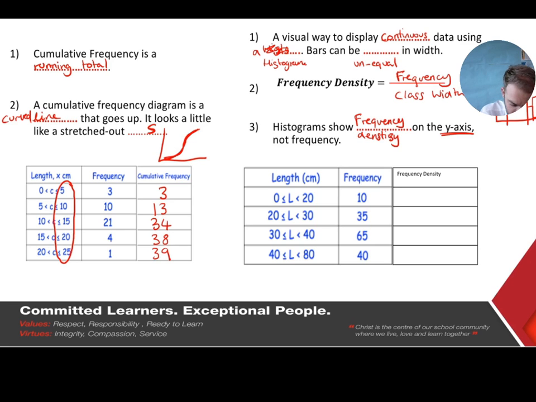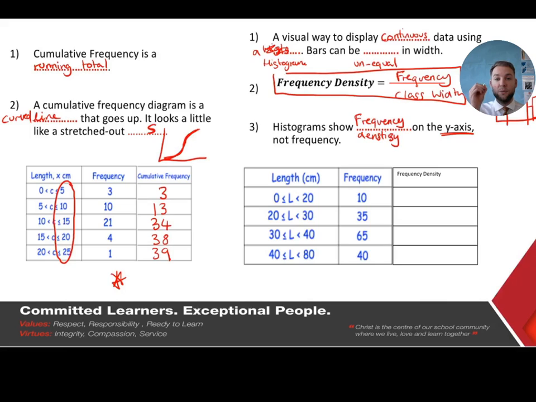Okay, so 3 plus 10, plus the 21, plus 4, plus 1. Brilliant, 39. This here is your cumulative frequency, and that's the starting point for that. This one here is your frequency density, which is different. And this is the part we need to think about.